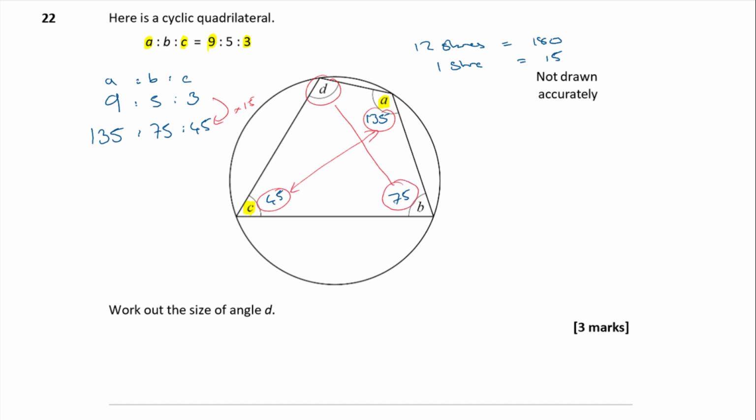Okay, and now I know that B is 75, then D is going to be equal to 180 minus 75 then, isn't it? So what's that? That's 105 degrees. D equals 105 degrees.